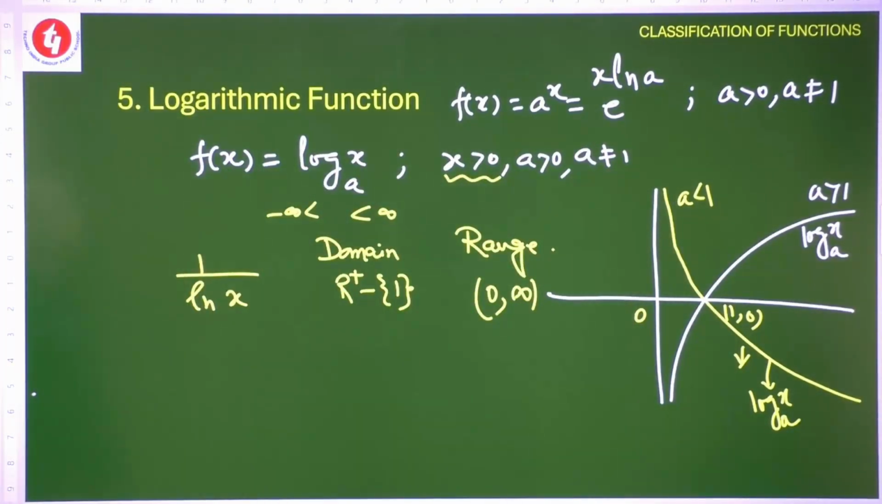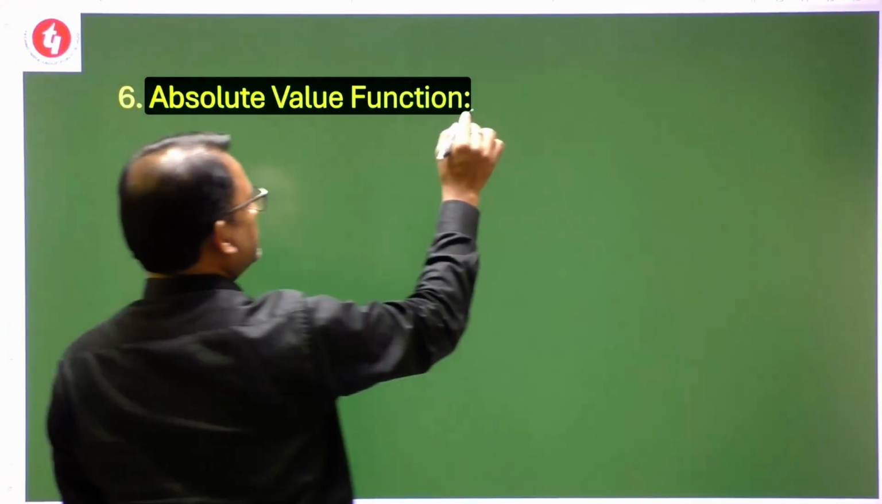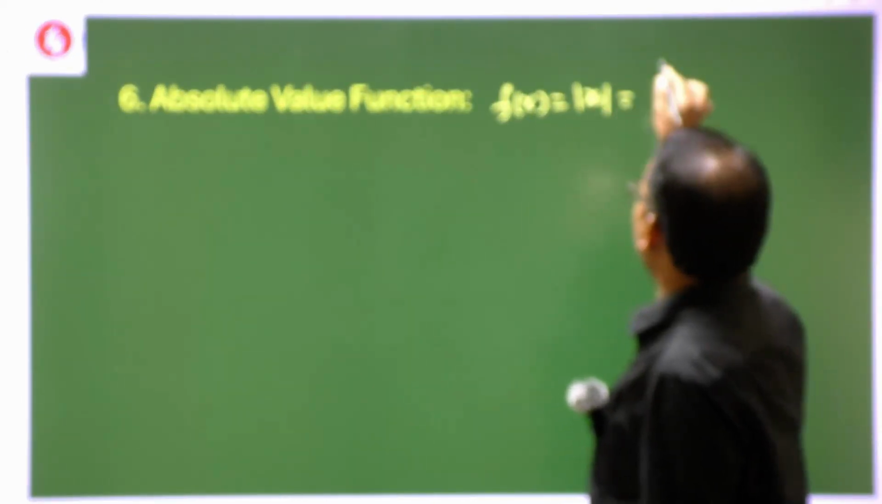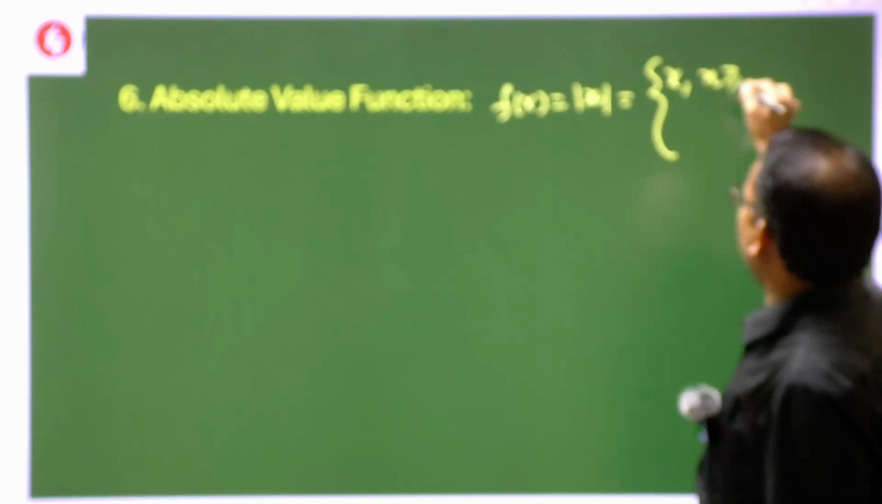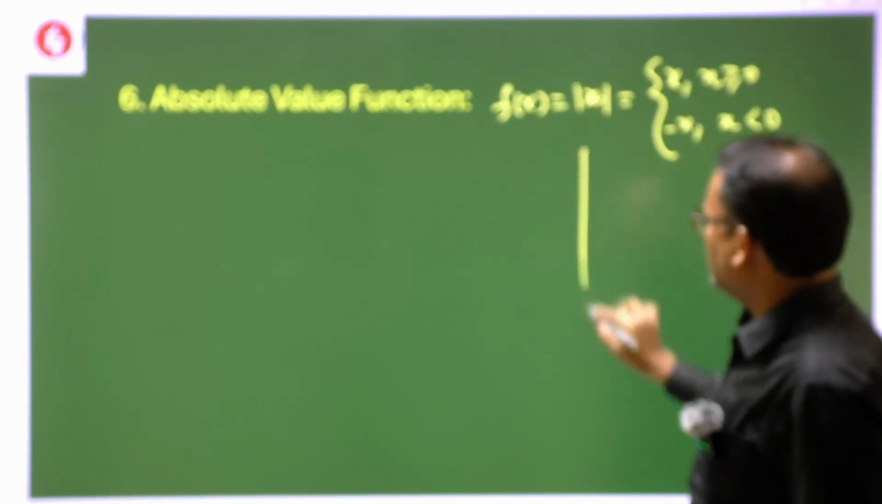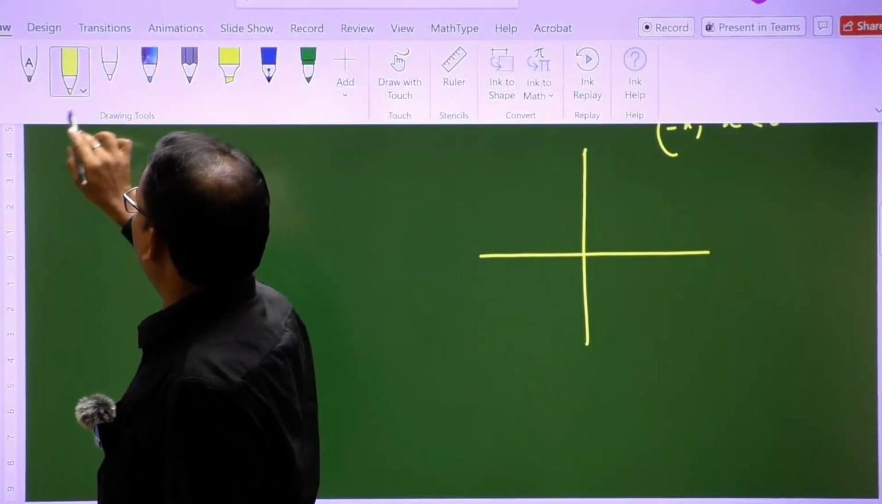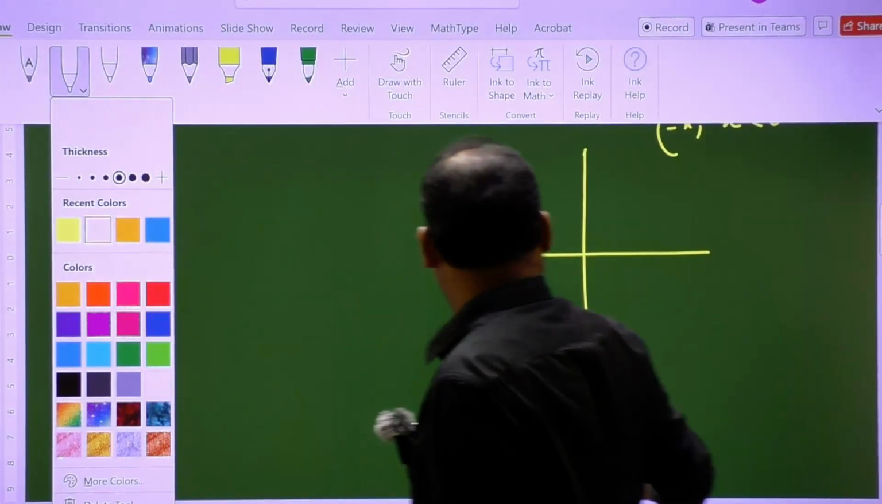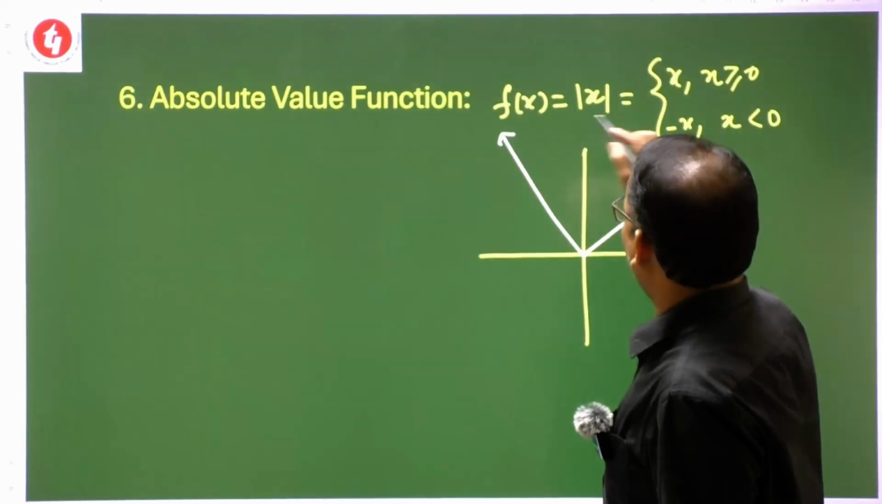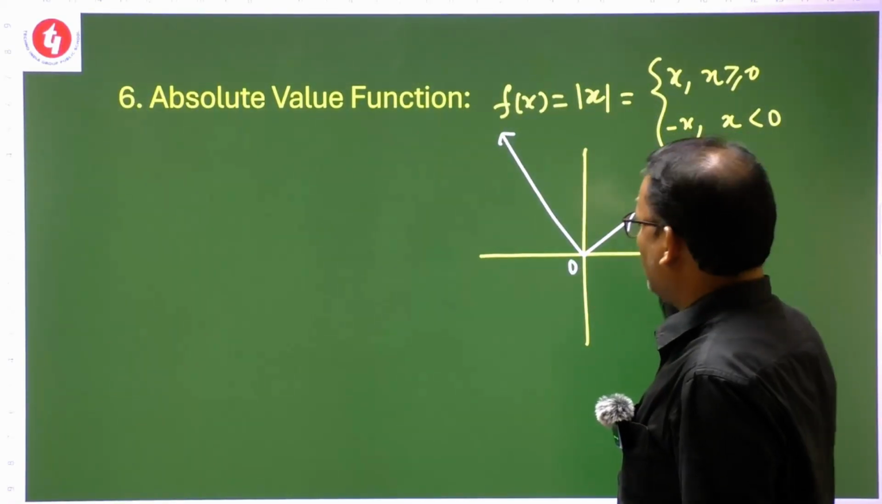So now this is the logarithmic function, the basic concept of the logarithmic function. Now coming to the absolute value function. The absolute value function is generally written as f of x equals mod of x, which is equal to x when x is greater than or equal to 0, and minus x when x is less than 0. If you look at its curve, it will look like a V shape. Okay? A continuous curve, looking like a V shape.